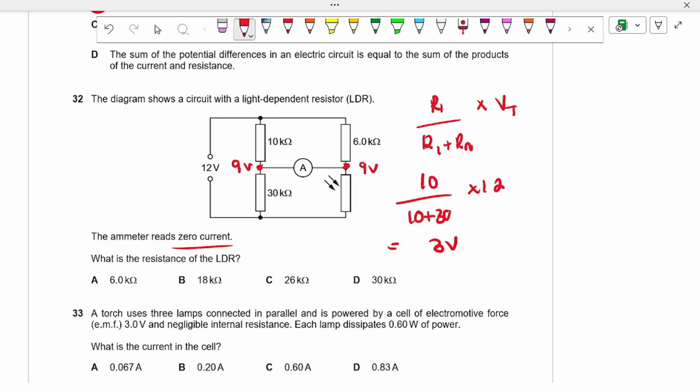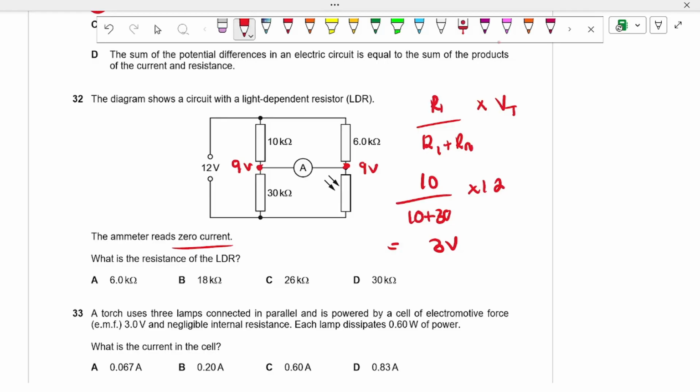How much am I left with? 9, so that I can overcome the 30. And that makes sense, right? 3 to overcome 10, so I need 9 to overcome 30. So if there's 9 there and 9 there, the 6 kilo ohms took 3 as well, so that I'm also left with 9 over there.